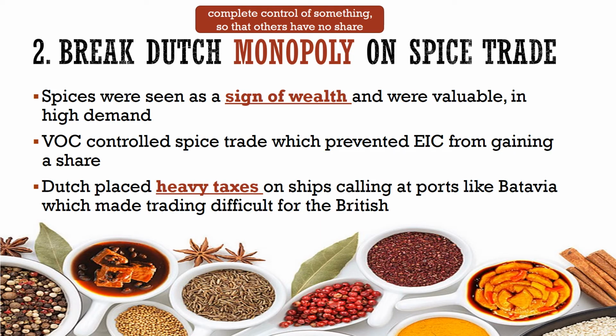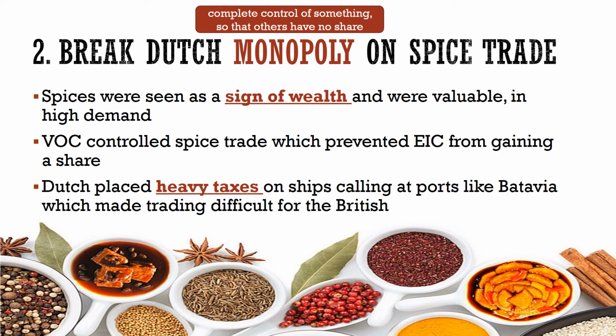Okay, because of its profits. Now, number one, the spices were seen as a sign of wealth and were valuable and in high demand. Because spices, again, were rarely seen in Europe, the different kinds of spices. For example, star anise, you cannot find it in Europe, and there were many others. Pepper also, certain kinds of pepper cannot be found there. So basically, money and wealth were the key reason why they wanted to break the Dutch monopoly.